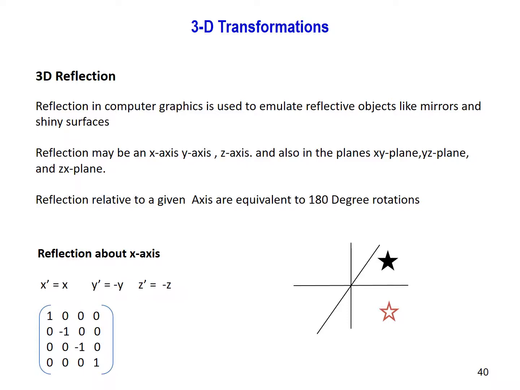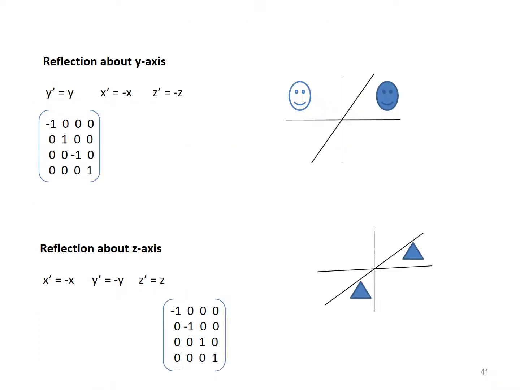Now, with respect to the x-axis, the matrix is represented as 1 0 0 0, 0 minus 1 0 0, 0 0 minus 1 0, 0 0 0 1. That is x dash equal to x, y dash equal to minus y, z dash equal to minus z.